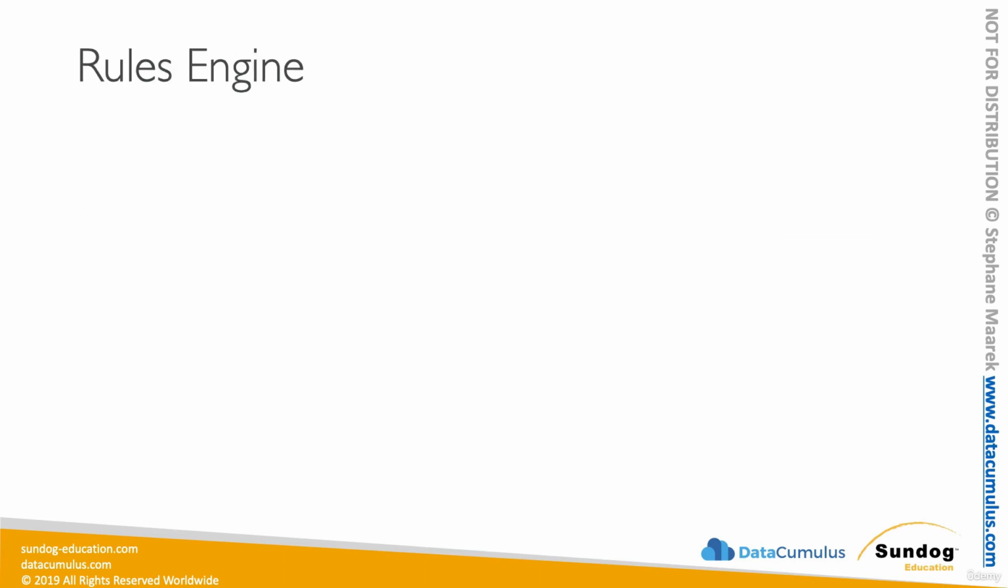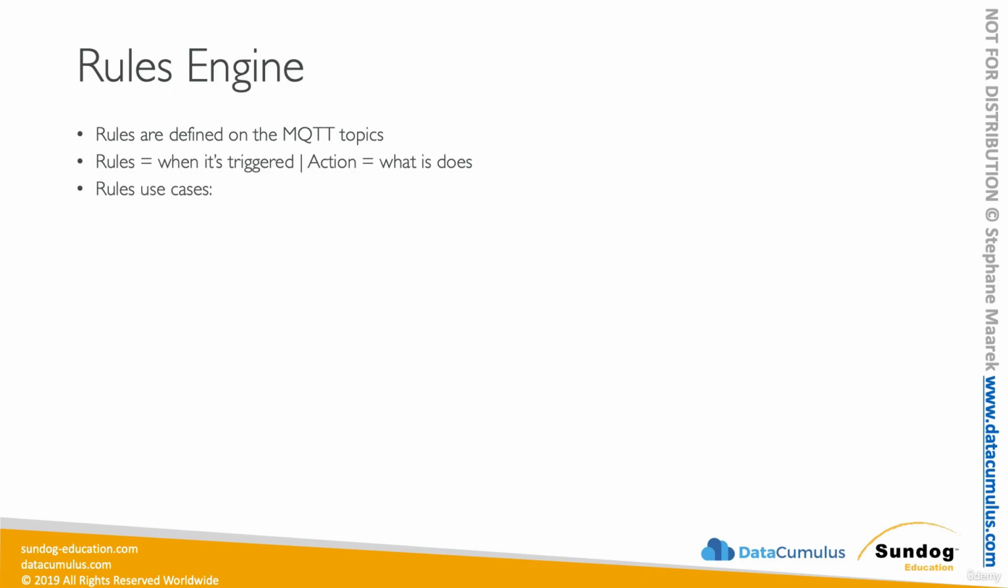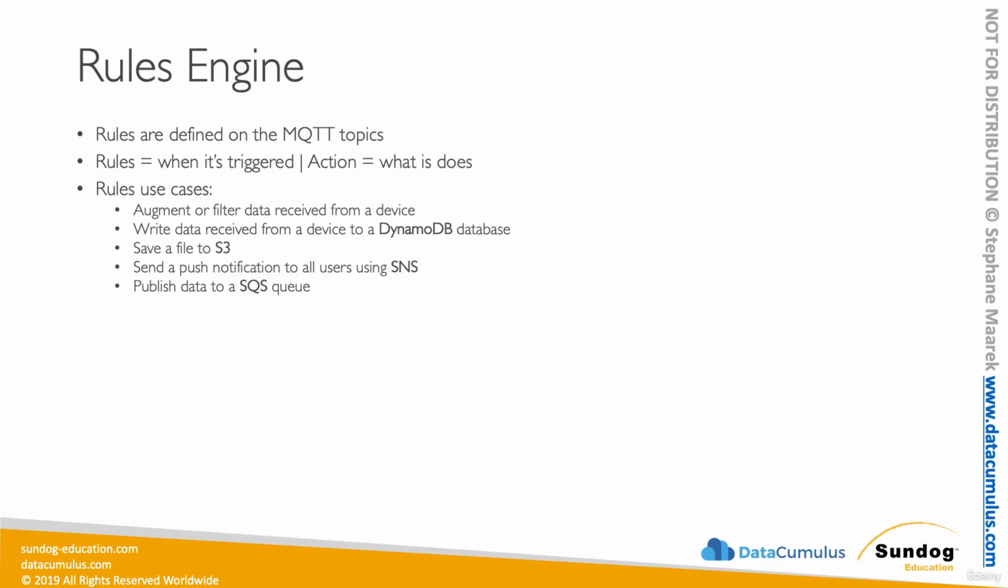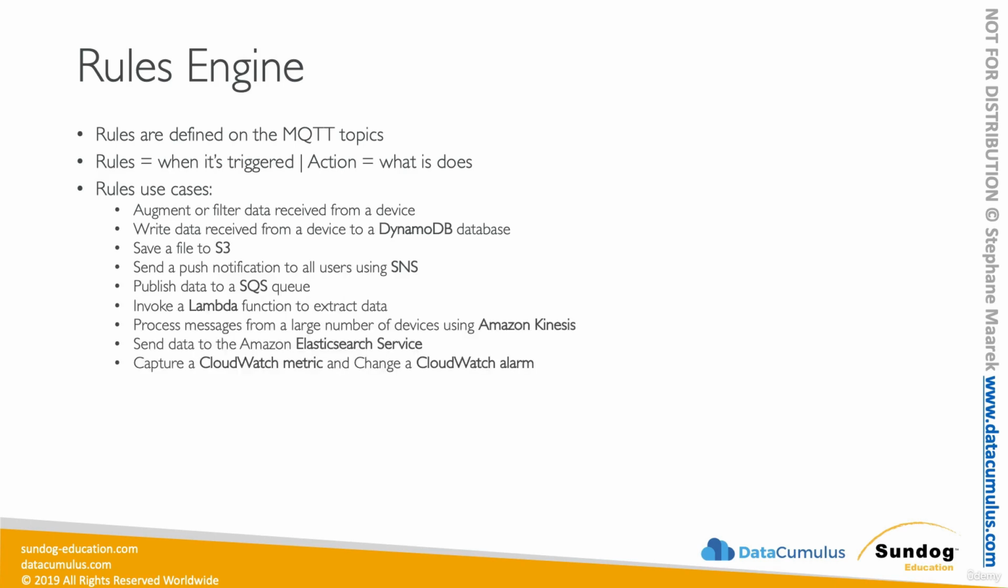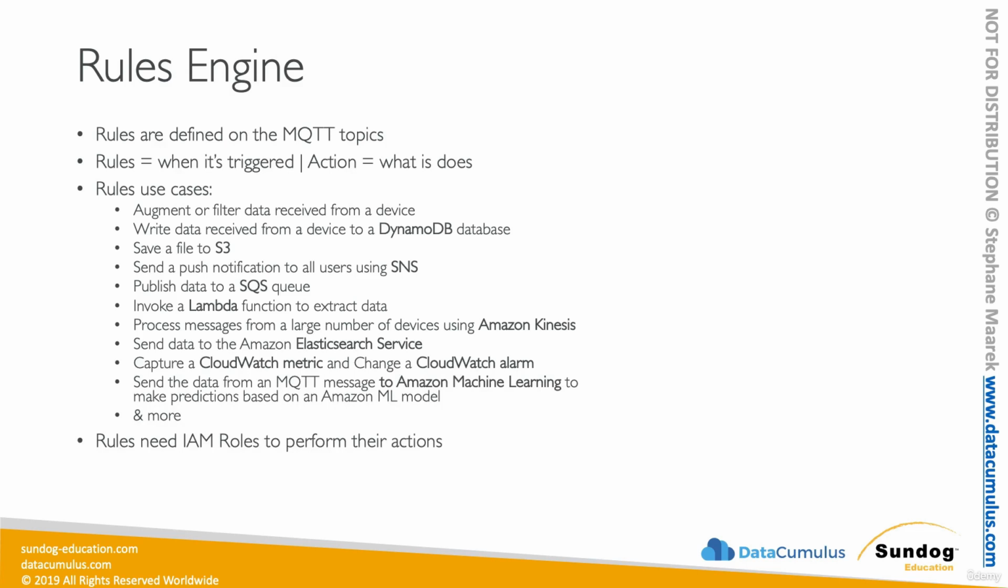Rules engine is, to me, I think the most important thing going into the AWS exam. So the rules are defined on the MQTT topics, the message broker topics. Rules say when it's triggered, and action is what it does. The rule use cases can be so many. I won't read them all to you, but basically you can filter or change device data. You can send to DynamoDB, S3, SNS, SQS, Lambda, Kinesis, Elasticsearch, CloudWatch, Amazon Machine Learning, and more. Basically, when you define these rules, you just apply an IAM role, and it can send data all the way from your IoT devices into the very end, which is Kinesis, for example.